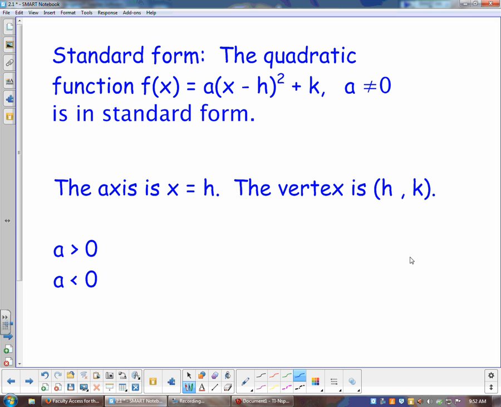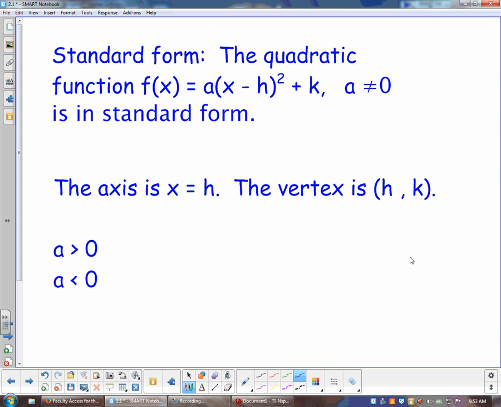So is it only saying that it can't be 0, it doesn't have any other? The a is your leading coefficient, and if it was equal to 0, we would no longer have a quadratic function. We would just have a constant function. Which is just a constant. Correct.